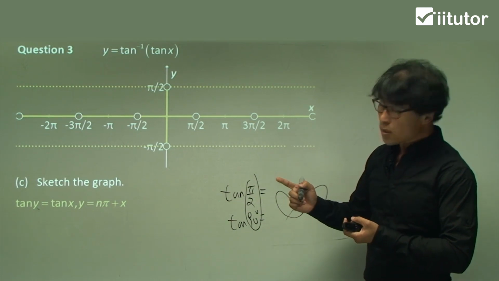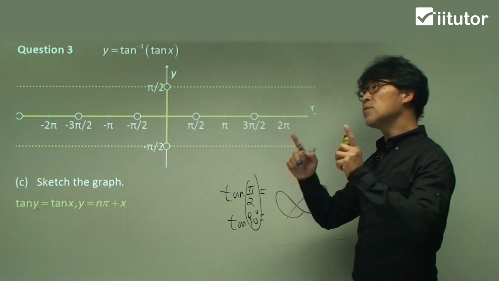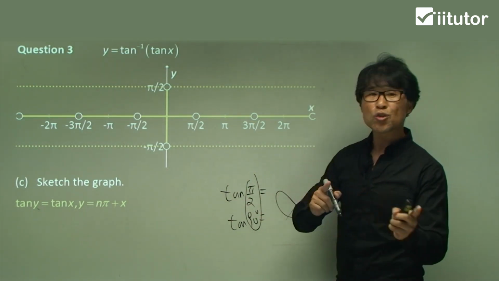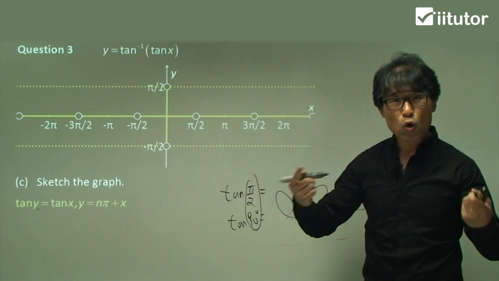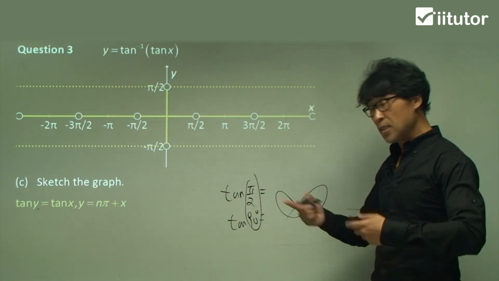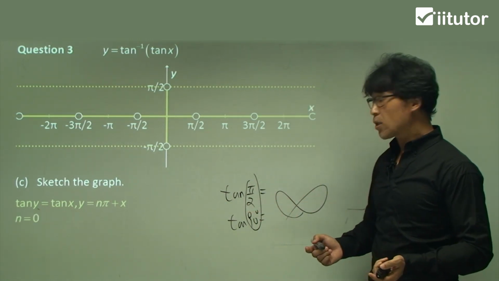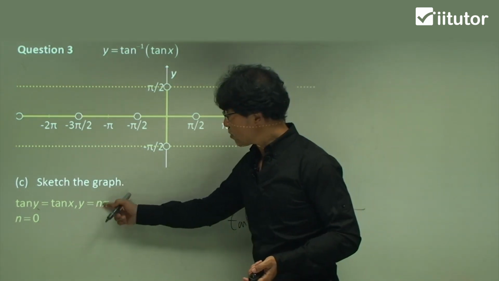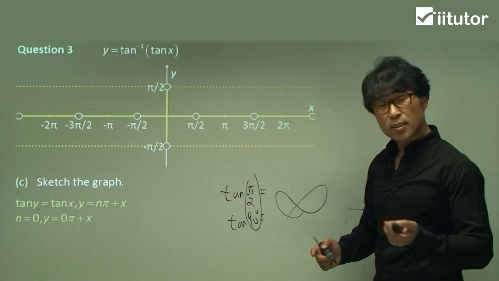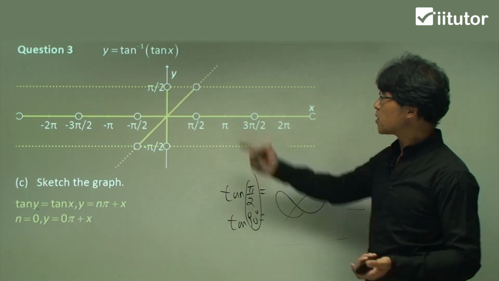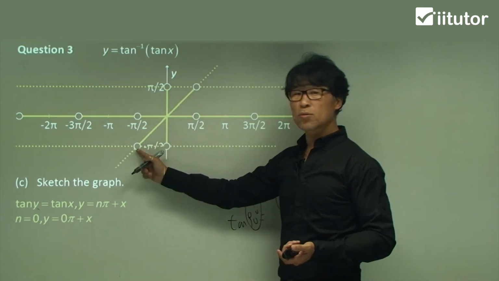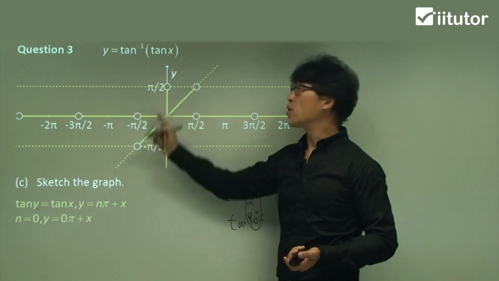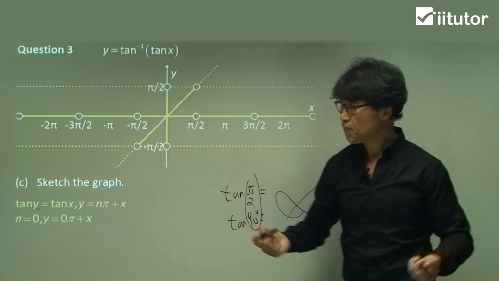So we're going to sketch here. How do you sketch? Substitute n equal to 0, 1, minus 1, 2, minus 2 to see the whole pattern. This is not the first time for you. We substitute n equal to 0, so y equals just x. Let's sketch that. Make sure these two points are not included because they are not part of the range.